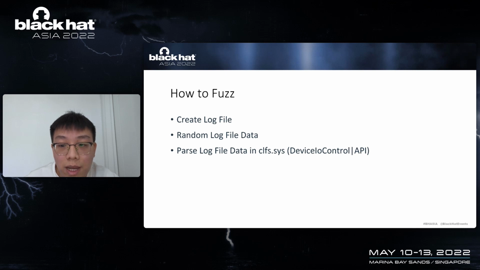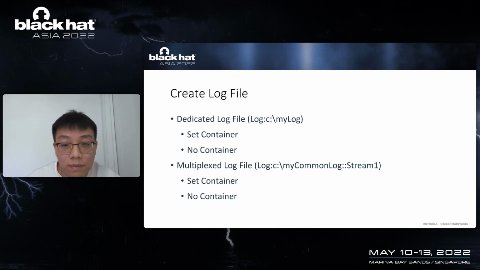After analyzing the file format, we considered how to fuzz it. The design idea of our fuzzer is very simple: just create a log, randomize log file data by structure, and parse the log file data. First, we need to create a log, which can be achieved through the CreateLogFile function mentioned earlier. Log files are divided into dedicated log files and multiplexed log files. There are also some functions for container operations in the log, so we can also choose whether to add a container or not.